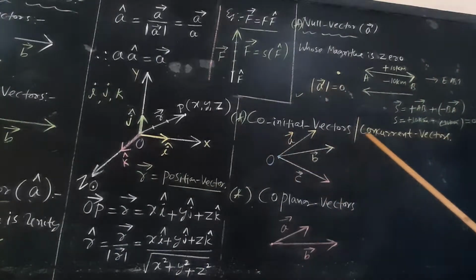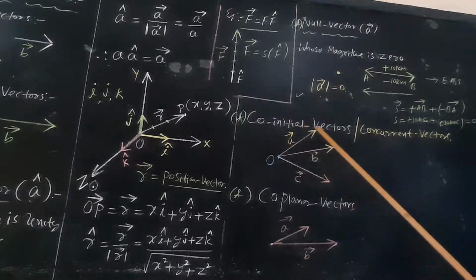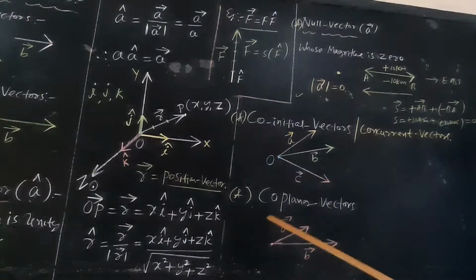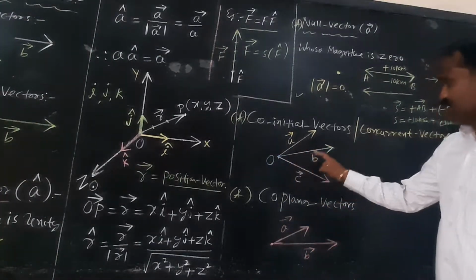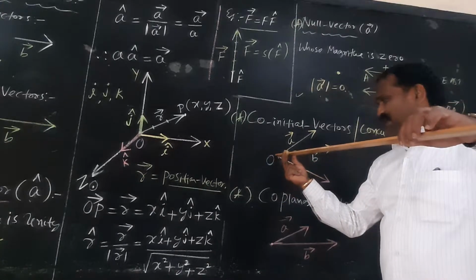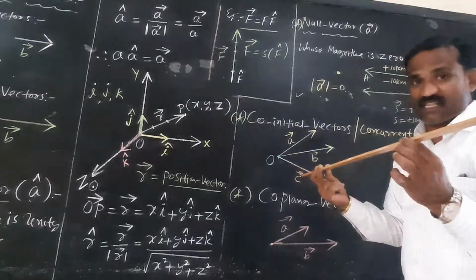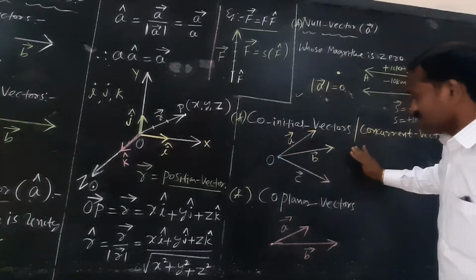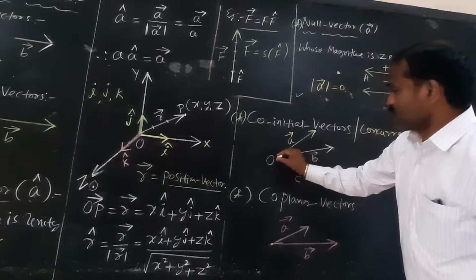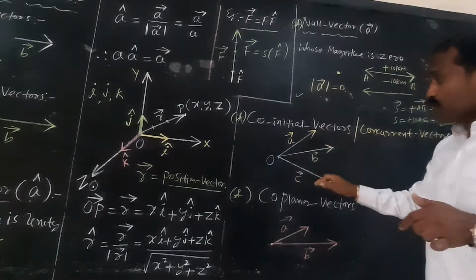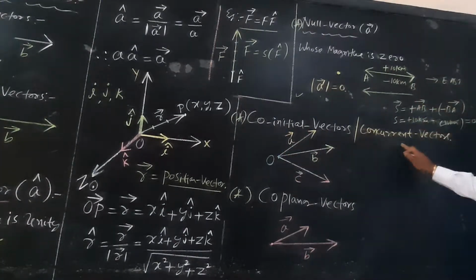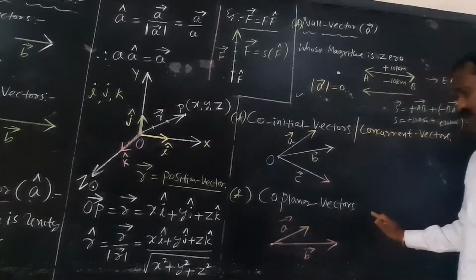What are coinitial vectors and concurrent vectors? They have the same starting point. Two or more vectors having the same initial point. Maybe vector A, vector B, vector C are on the xy plane. Another vector D is coming out of the board. This is another plane. So all these vectors are on the same plane, and another vector is coming out of the board. Right? This is also a coinitial vector. Two or more vectors having the same initial point are called coinitial or concurrent vectors.